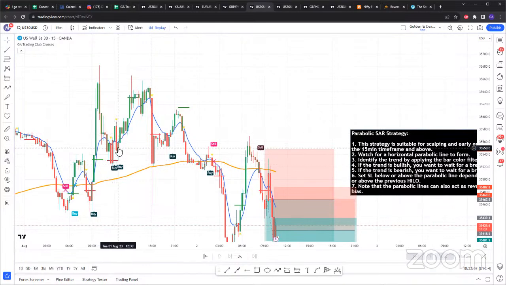It closed all the way back up. Even this other candle, it retested and closed up. So this parable here is an example of a parable being used as a reversal. So keep in mind, be careful of that.